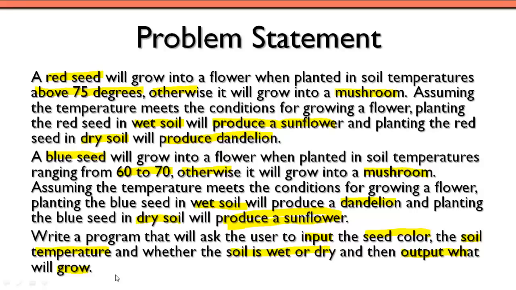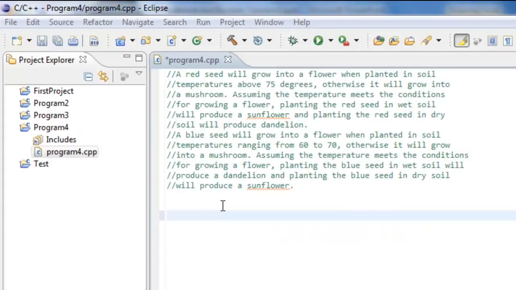So we read over our problem statement. We've analyzed it to a certain degree. We realize what our inputs are. We know the basic conditions that we have, and we also know under what conditions what will actually grow. So let's go ahead and go over to Eclipse and start writing up some pseudocode for this.